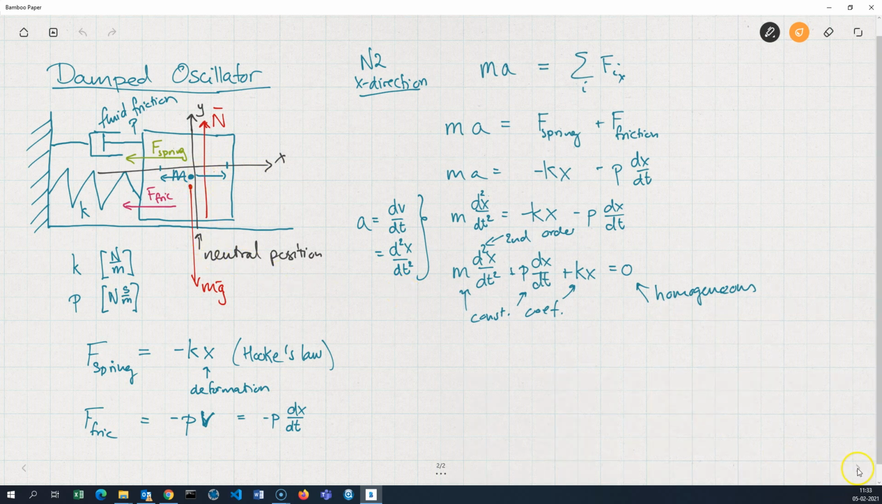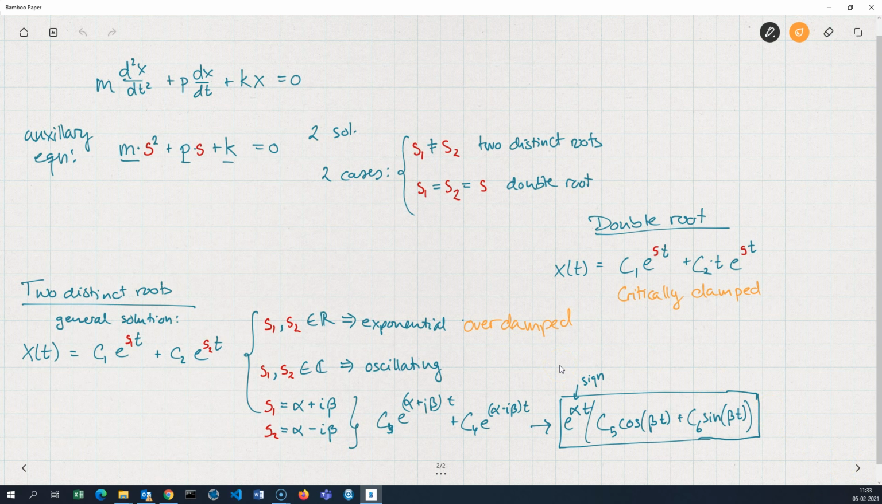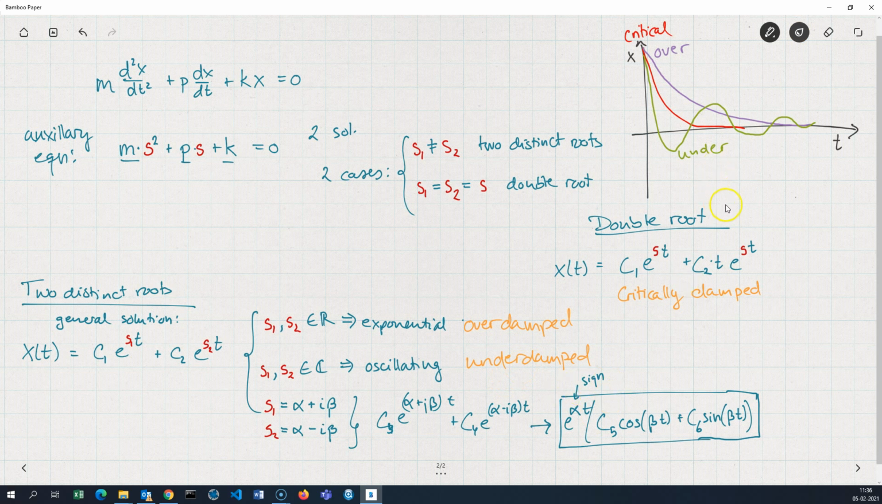And the last case, you probably guessed it, well, that's the underdamped case, and the box will move back and forth several times before it ends up in the neutral position. And this is kind of what they would look like. The critically damped goes fast down to the neutral position, the overdamped and the underdamped.